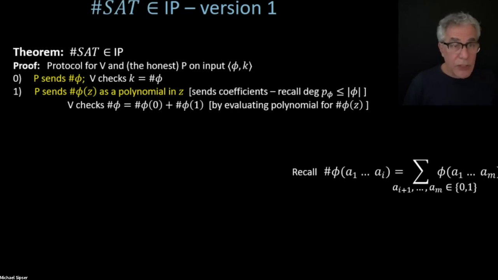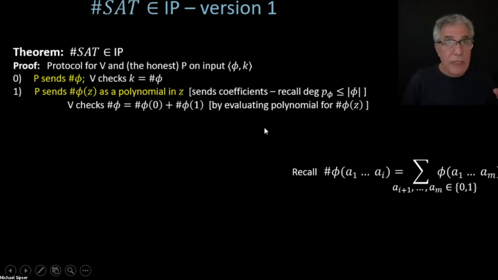I'm getting lots of questions about how much time the prover needs to take. Yes, the prover is going to have to spend exponential time to figure out that polynomial, but that's all right. We don't care about the prover's time. So the summation here is going to be adding up polynomials. That is correct.